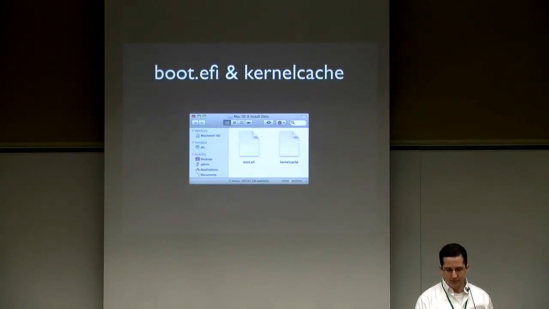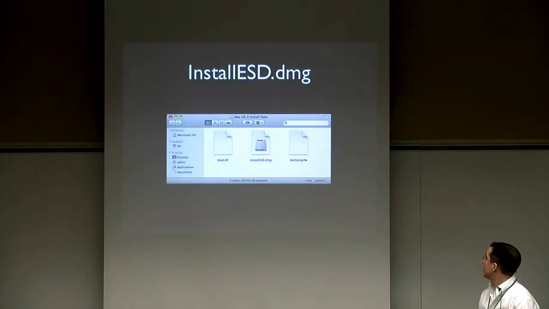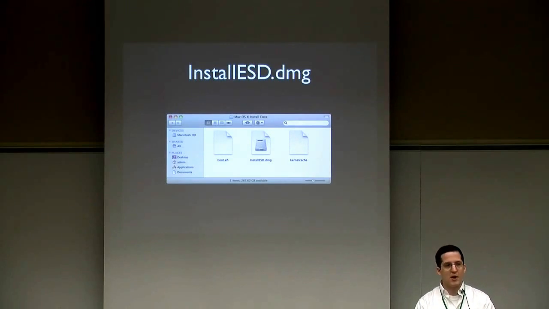After that, the install esd.dmg that we spoke about earlier is going to be mounted to temp, but it's going to be set to no browse, so you won't actually see it. And then it's going to copy the boot.efi and the kernel cache to that OS X install data folder. After that, the install ESD is going to be unmounted and then copied or hard linked based upon what the target volume is of your installer.